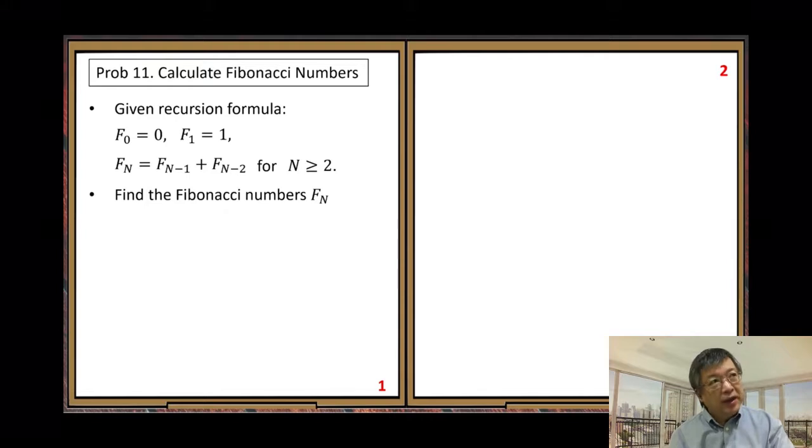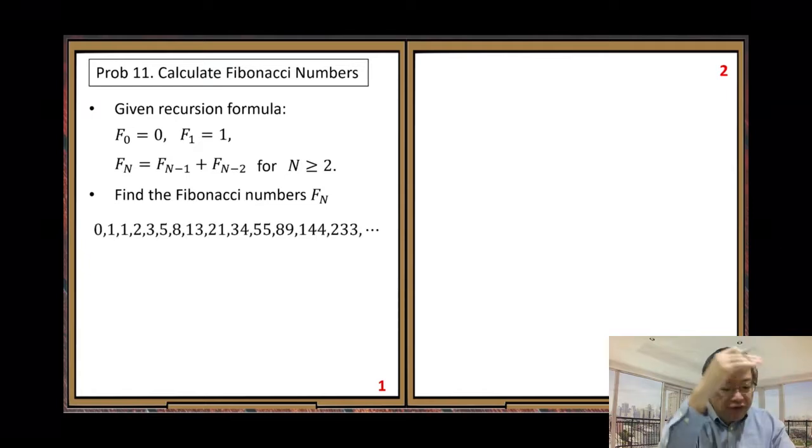Here we can use the recurrence formula to calculate the first few Fibonacci numbers, like this. If you try to find some rules, it is not easy to see any simple rule from it. If you just look at the numbers, can you find some simple rule? It is very hard, right? All right.